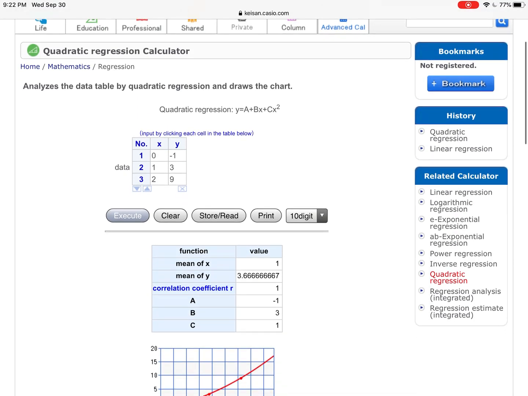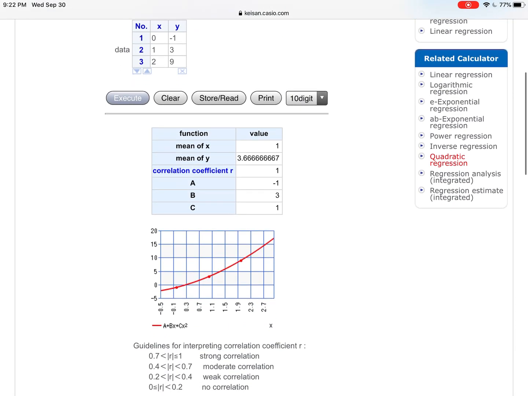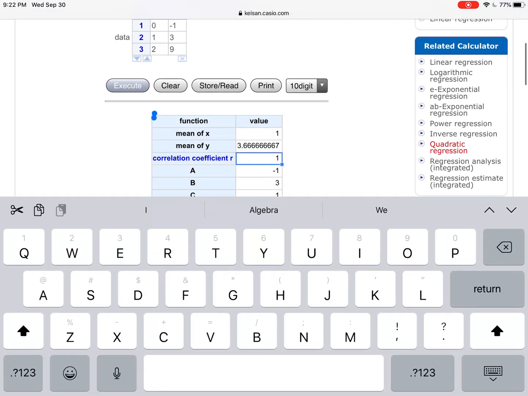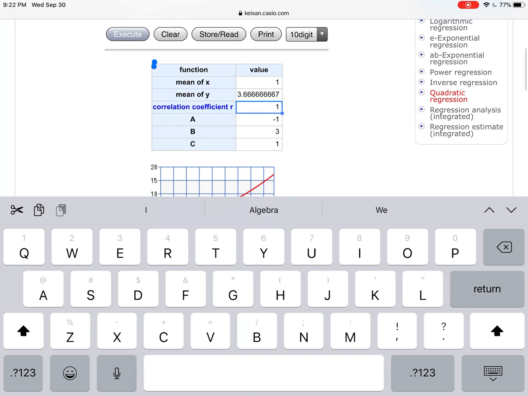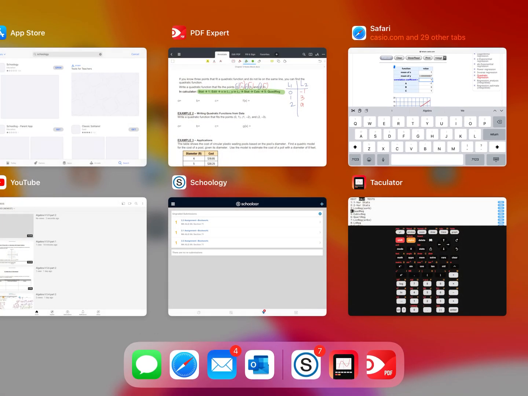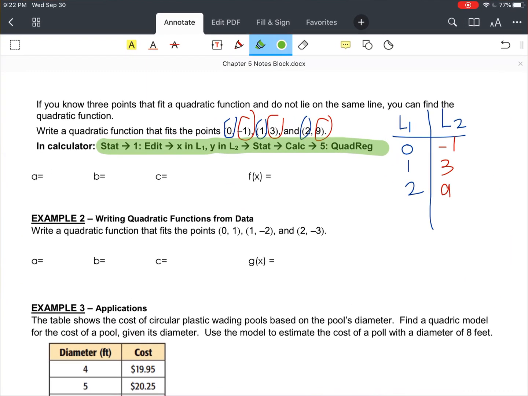And then if you press execute, hopefully it works. So it shows you here that the y equals ax squared plus bx plus c. That's the basic format. And here they told you your correlation coefficient, your R is 1. So this is a perfect fit. This is exactly what this quadratic function represents. My A is 1, my B is 3, and my C is -1.